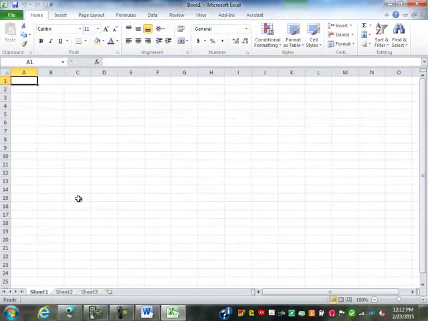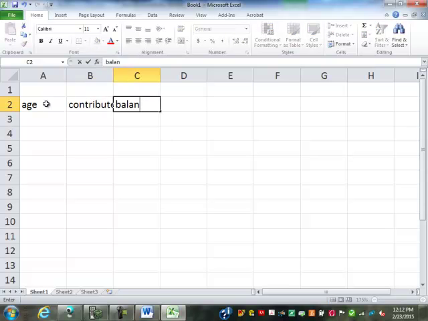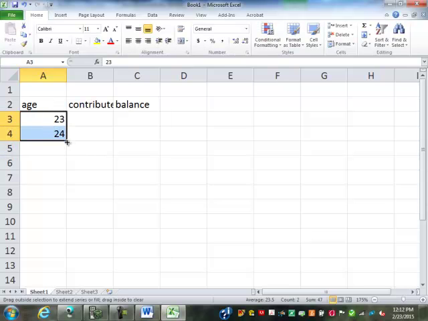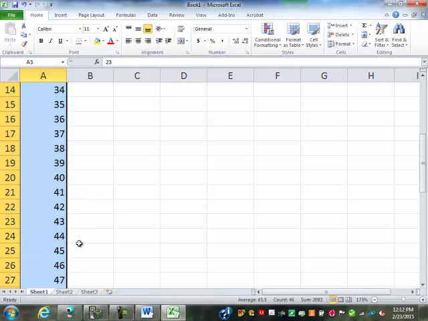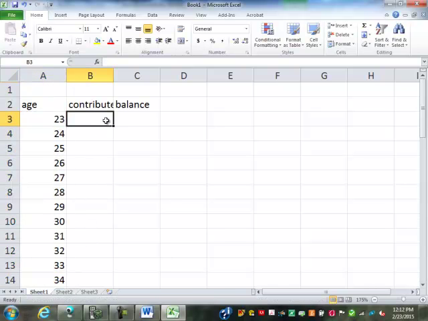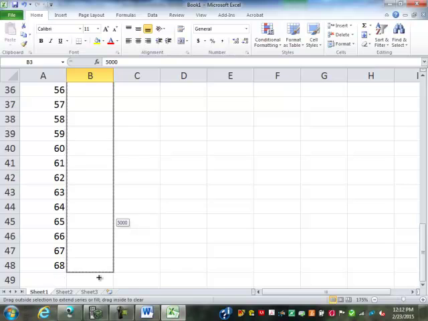And let's say we're going to start out with your age, contributions, and balance. And let's say we'll start out at 23 years old, and we're going to track this up to 68. Let's say you're going to put away that $5,000 a year, every year, starting at 23 up to 68.